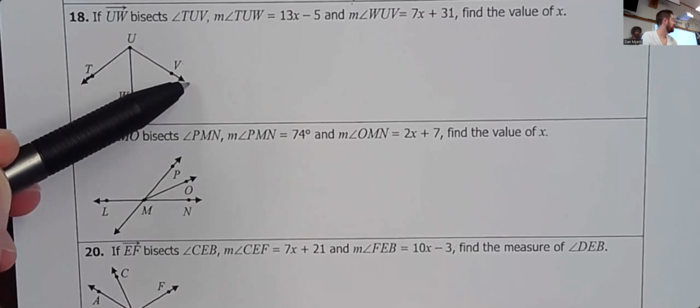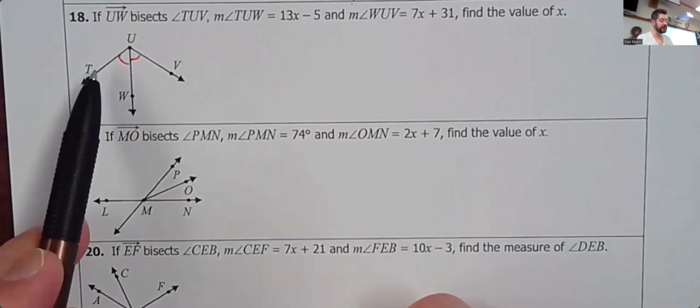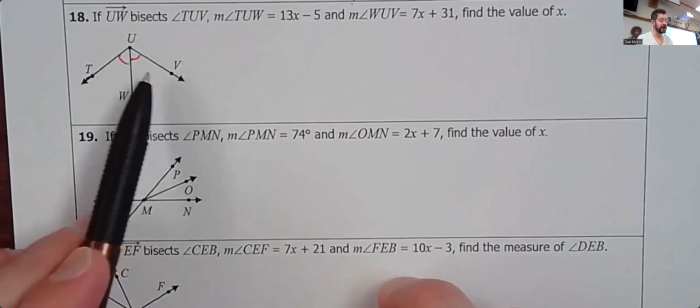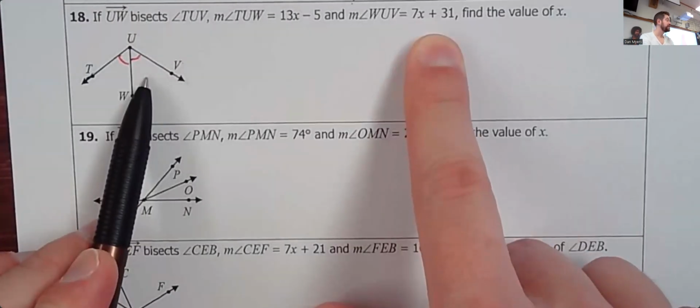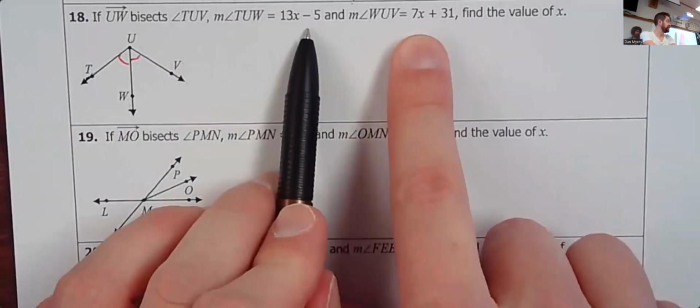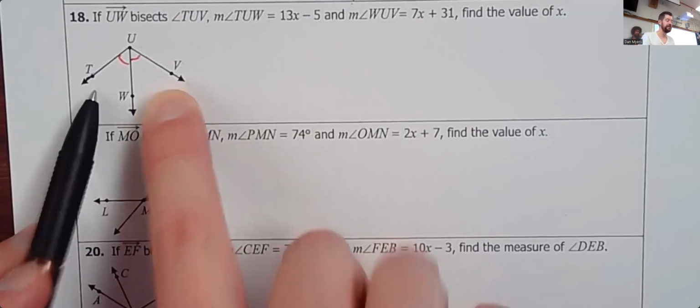Cut in half, yeah. So bisect means cut in half, which means that this angle would be equal to that one there. So if something gets cut in half, it's cut into two equal parts. It says that angle TUW, the one on the left, is 13x minus 5, and angle WUV, the one on the right, is 7x plus 31. So if we were to solve this one, which we're not going to, we would just set those two things equal to each other because they're each half of the larger angle, because they've been bisected. So that's how we deal with that.